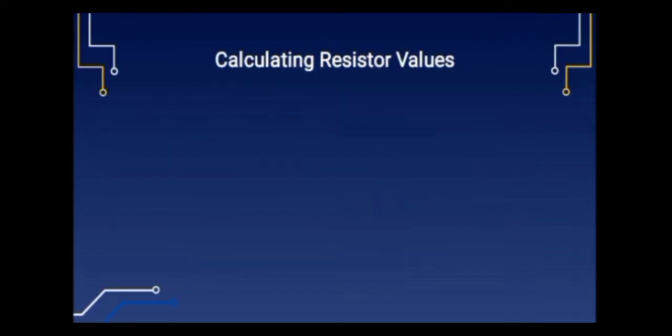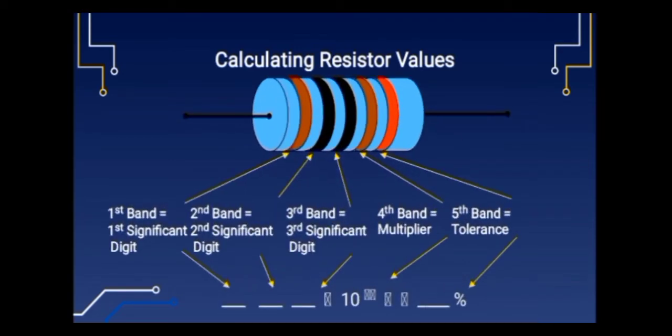So paano ba makakalculate yung value ng isang resistor? So, ang resistors ay may iba't ibang parts. Yung unang stripe ay tinatawag na first band o first significant digit. Yung pangalawa ay second band or second significant digit. Yung pangatlo is the third band or third significant digit. Yung pang-apat is the fourth band o yung magsisilbing multiplier. And the last one is the fifth band, which is the tolerance. So, itong resistor na ito is 5-band resistor.